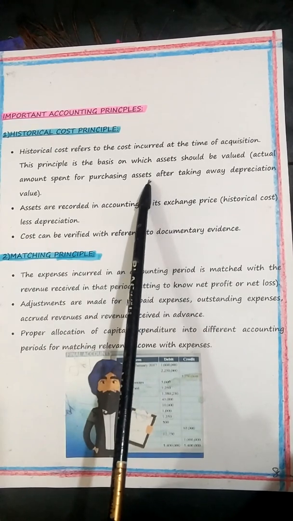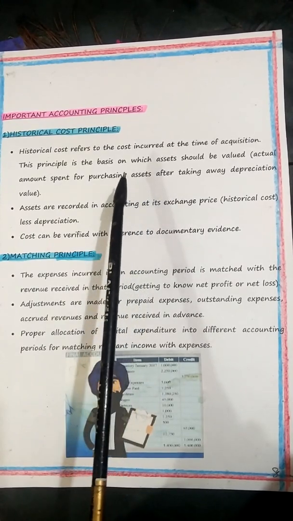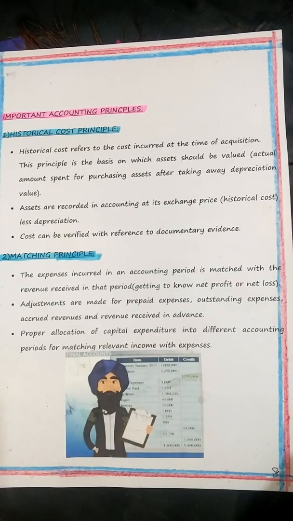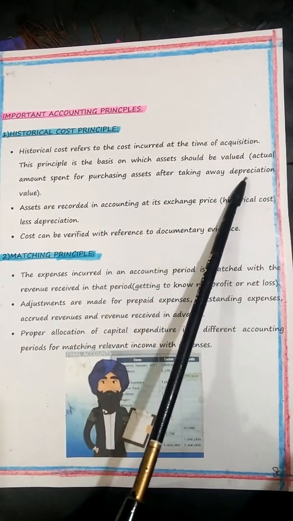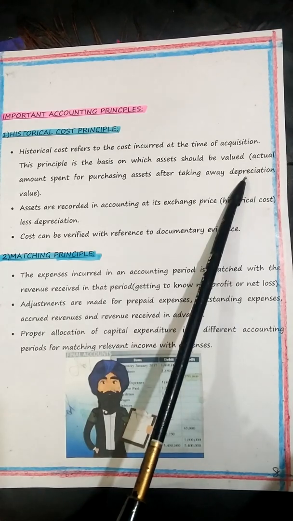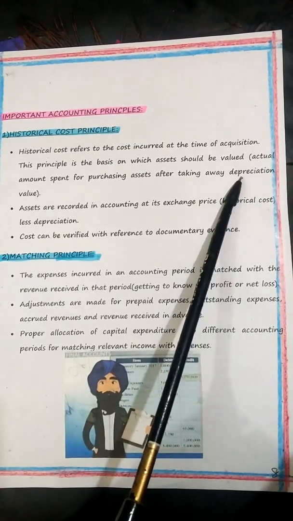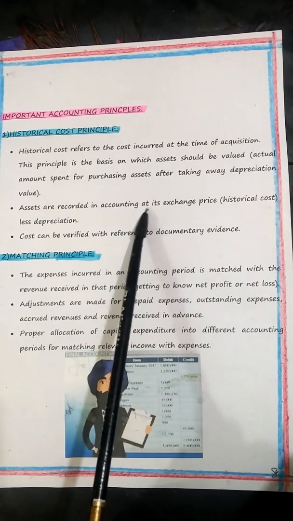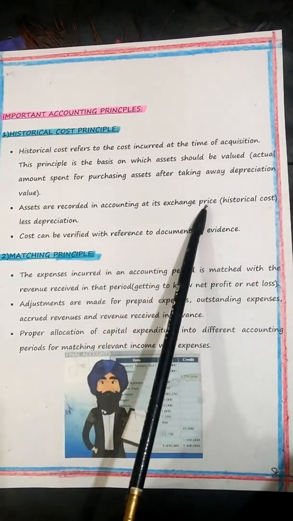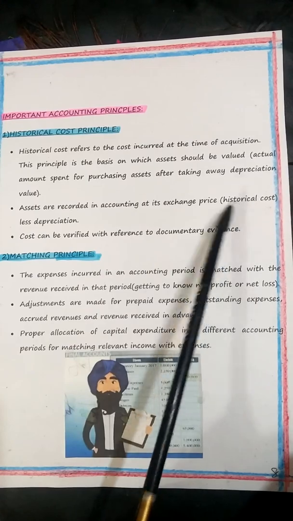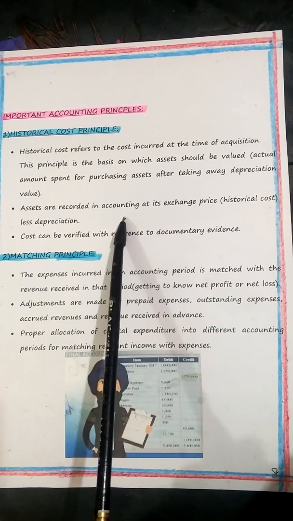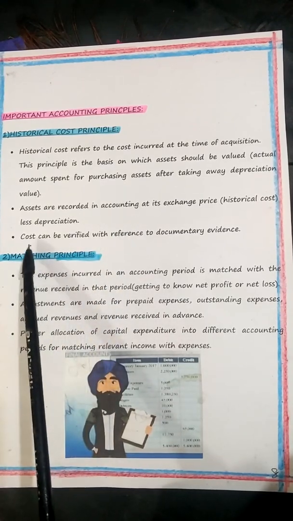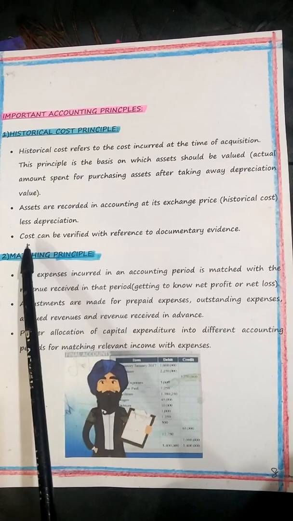Assets are in use, children, and every year they should charge depreciation because of the use of the assets. Every year the assets become a little old due to the usage, so they're going to charge depreciation. There are various methods of depreciation. Company will adopt their own depreciation methods and they will value the assets. Assets are recorded in accounting at their exchange price. What is exchange price, children? It is nothing but historical cost less depreciation. Always assets should be valued at historical cost less depreciation. Why? Because every year the assets become older and older.